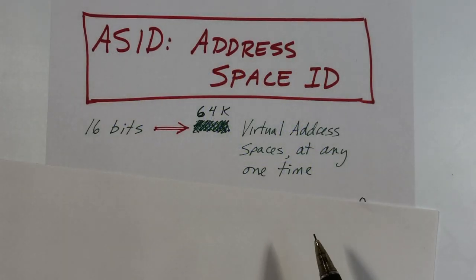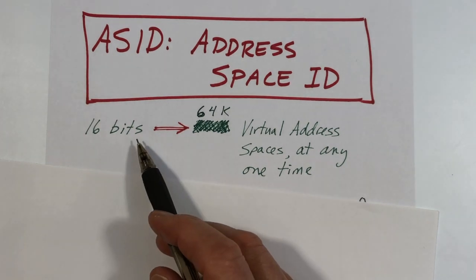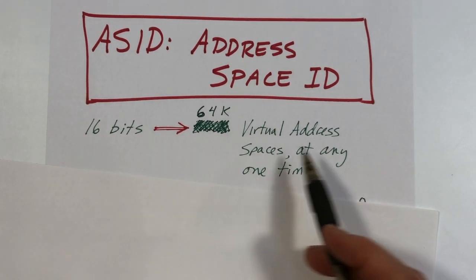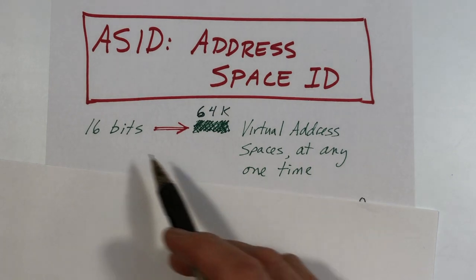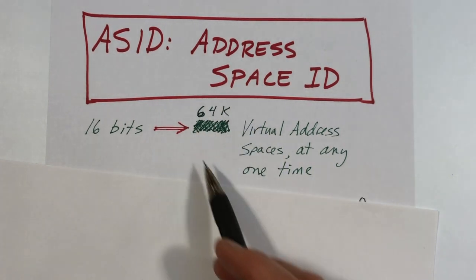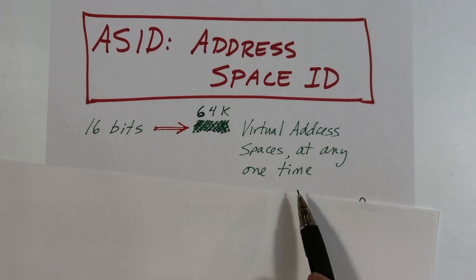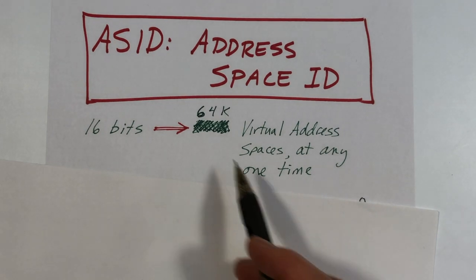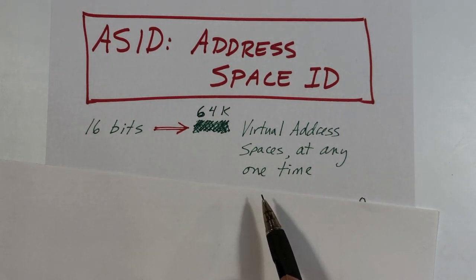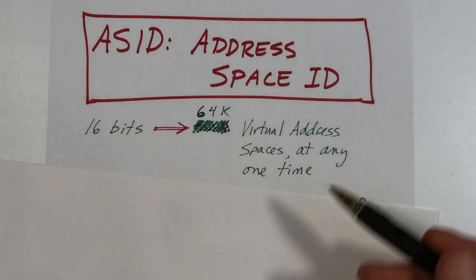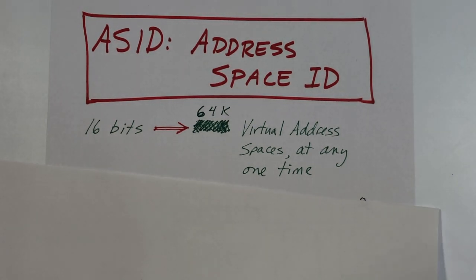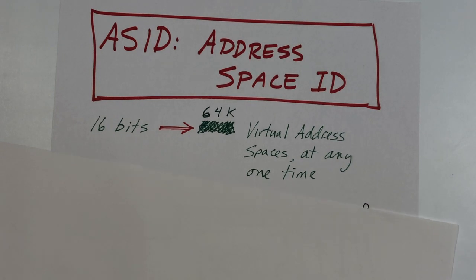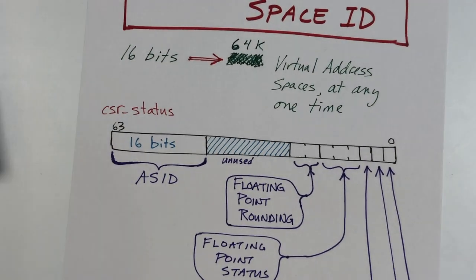So to support virtual address spaces, the Blitz architecture uses 16 bits. Every virtual address space is assigned a unique 16-bit number, which allows up to 64,000 virtual address spaces at any one time. If the operating system is going to support more than 64,000 processes running simultaneously on any core, then it's going to have to fall back on a more complex algorithm and reuse these numbers. But for any reasonable situation, the hardware will support up to 64,000 virtual address spaces conveniently and quickly.